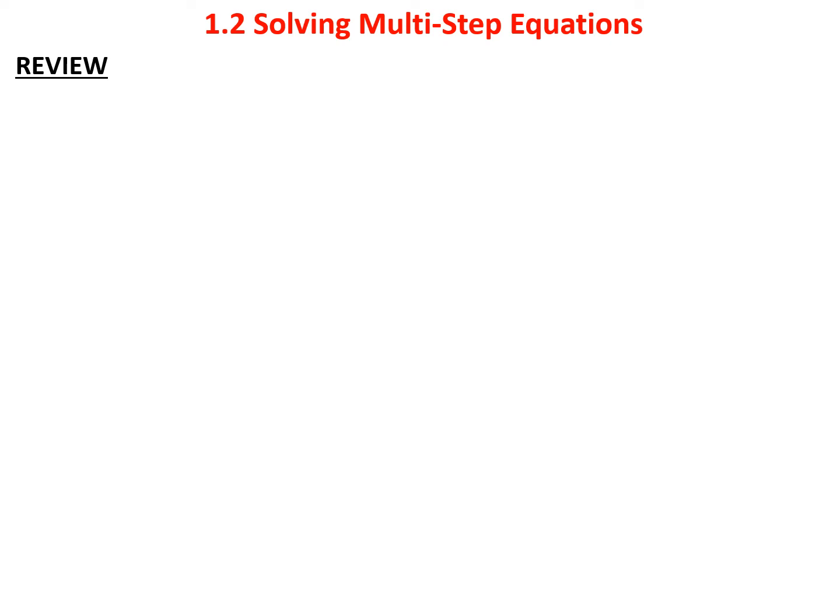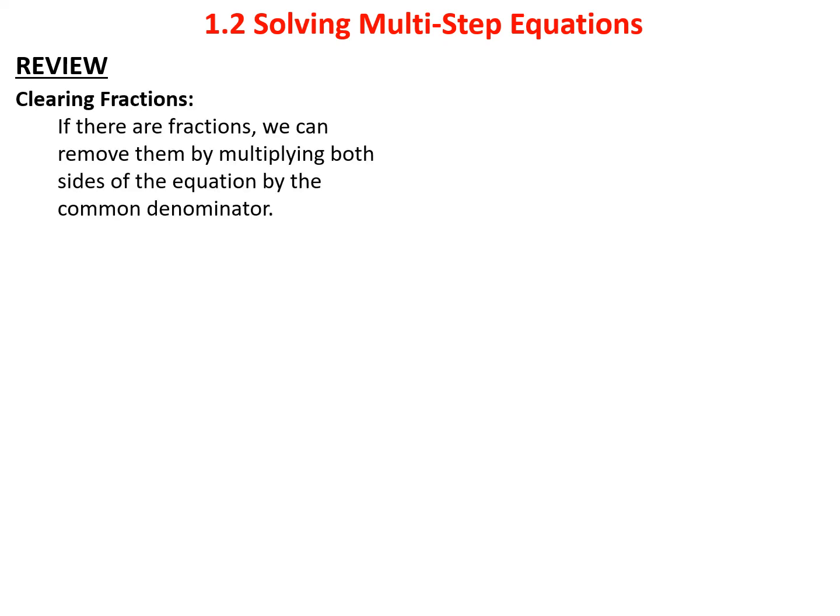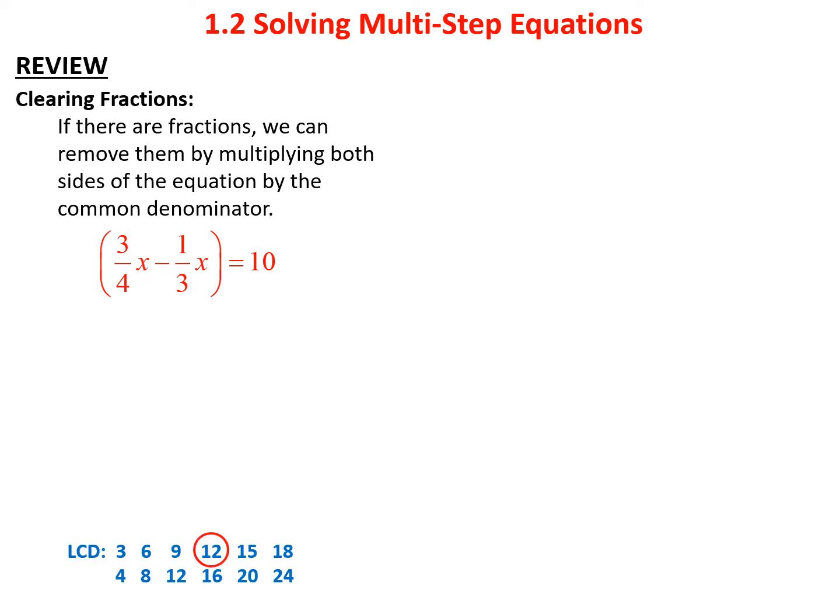Finally, let's review what we learned today. We learned first how to clear fractions. If we have fractions in our equations, we can remove them by multiplying both sides of the equation by the common denominator. Here's a sample equation. Notice our denominators are 3 and 4. How do we find the common denominator? Well, we list the multiples of 3 and 4. We find the smallest number in both lists, which is 12. That's our common denominator, our least common denominator.